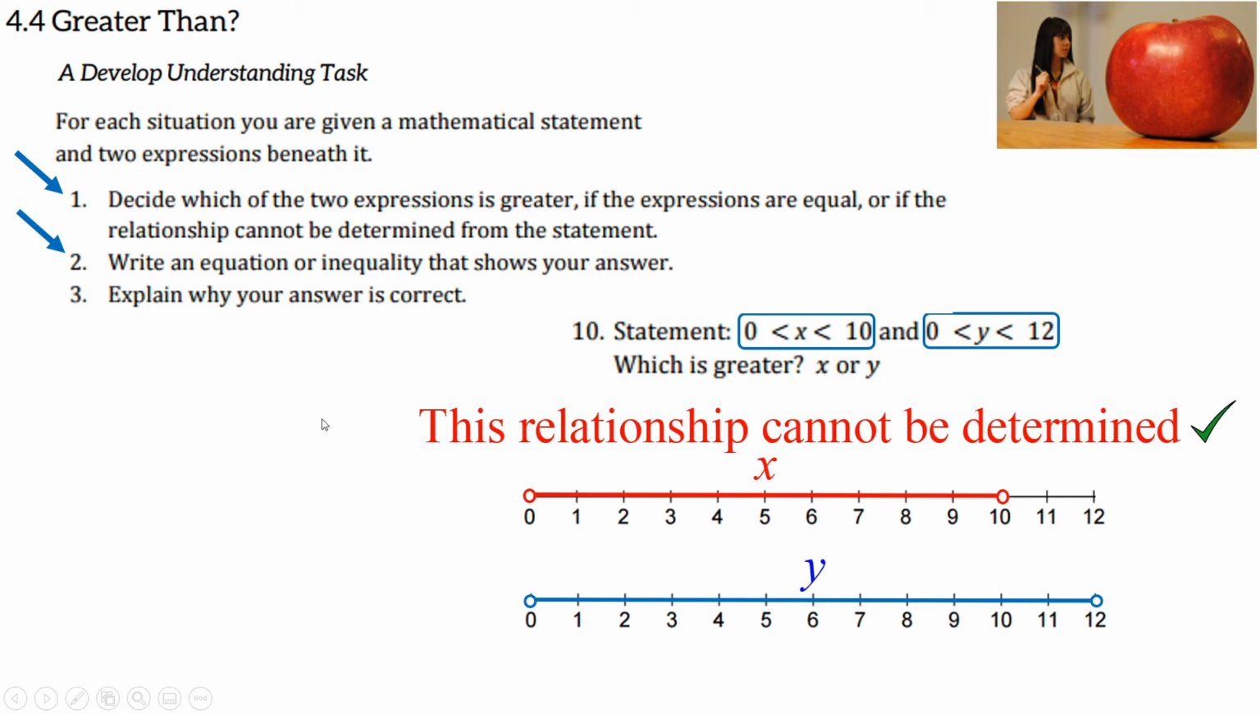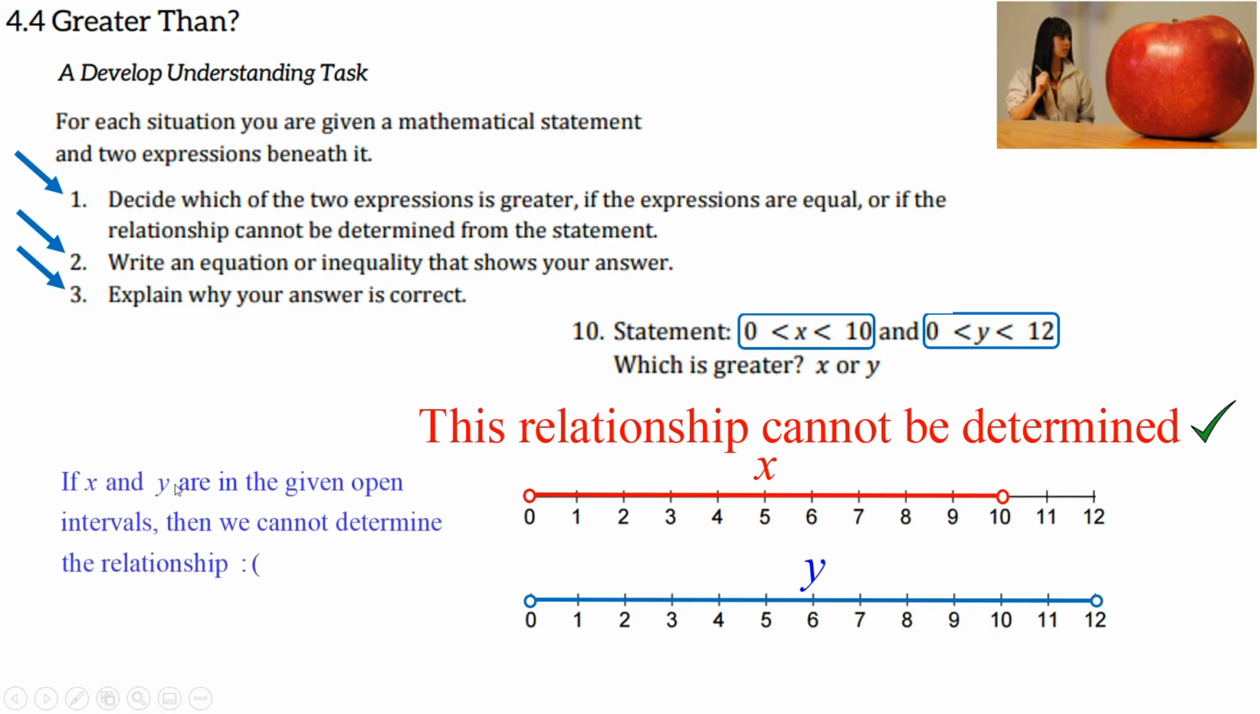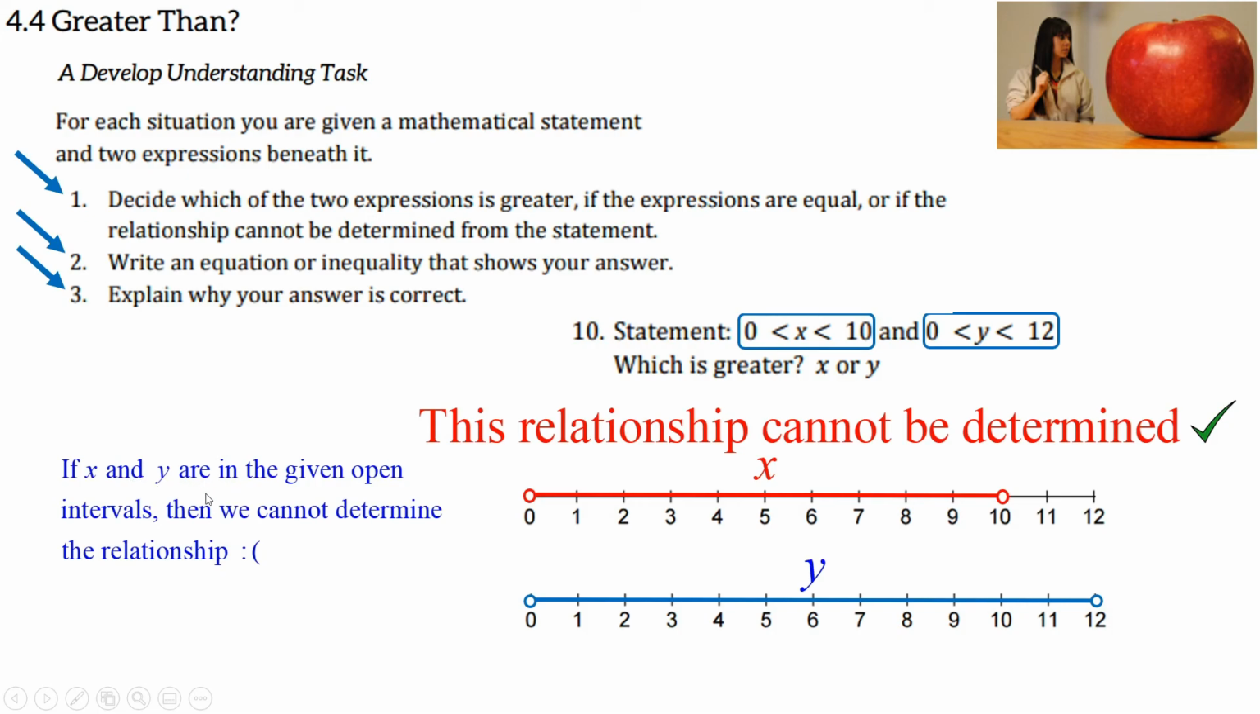So explain why your answer is correct. If x and y are in the given open intervals, those are my given open intervals right here, then we cannot determine this relationship because there are infinitely many possibilities for x, there are infinitely many possibilities for y, and it just is going to depend on which x and which y we are using.